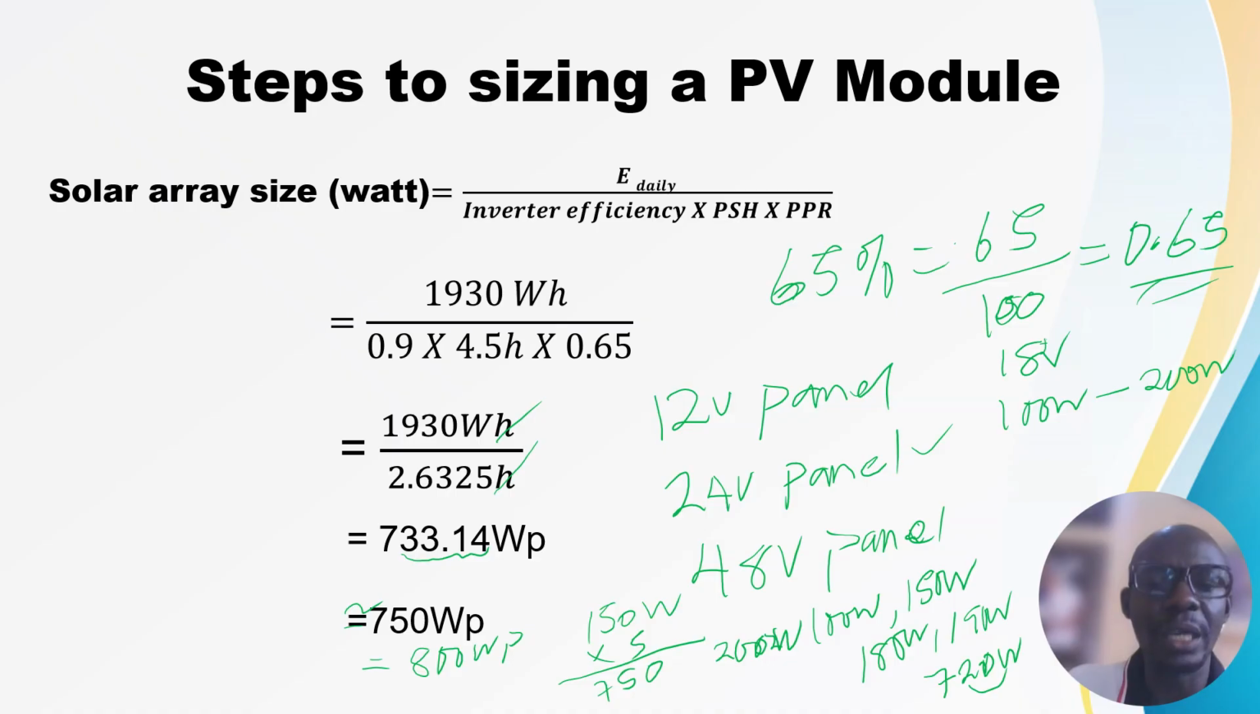200 watts. Are you getting it? So if I get 200 watts, it means I will need 4 to make 800. Are you getting it? So it now depends on your connection. Do you get the explanation?